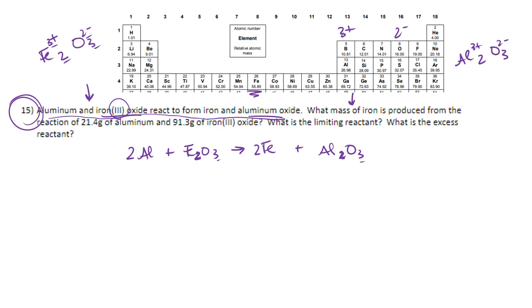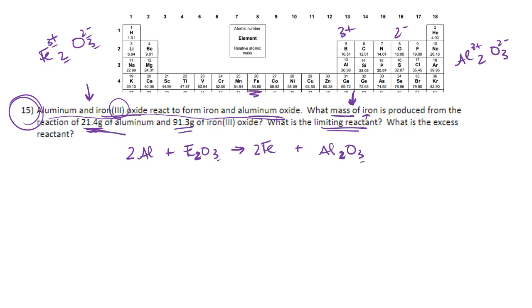What mass of iron is produced from the reaction between? I have 2 masses for my 2 reactants. I need to figure out actually what the limiting reactant is in order to find the answer to this question. So what we're going to do is turn the masses of my reactants into the mass of this product. The reactant that makes the lesser amount of product is the limiting reactant, and it will also be the possible mass of product produced. Let's do it.